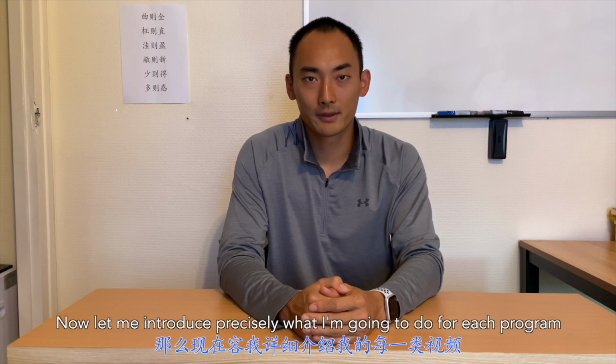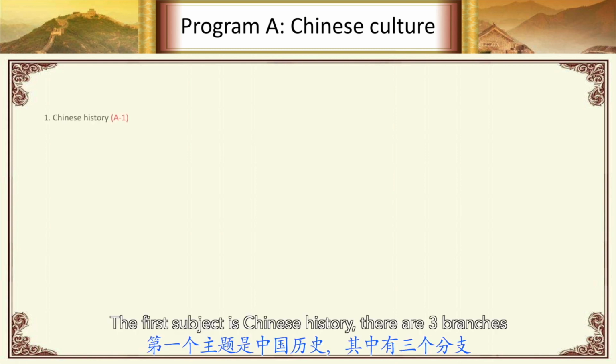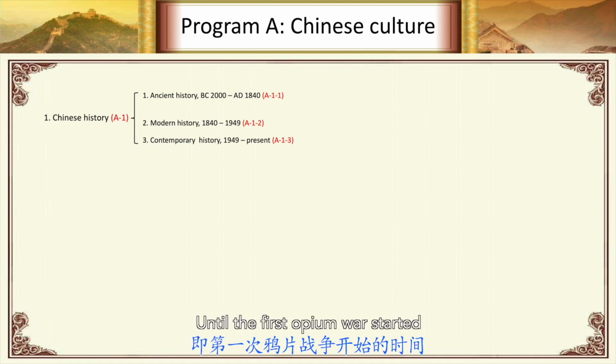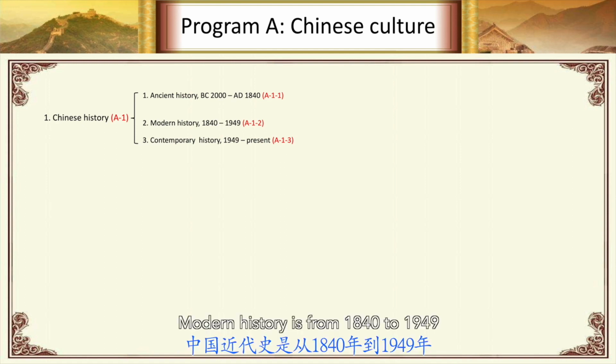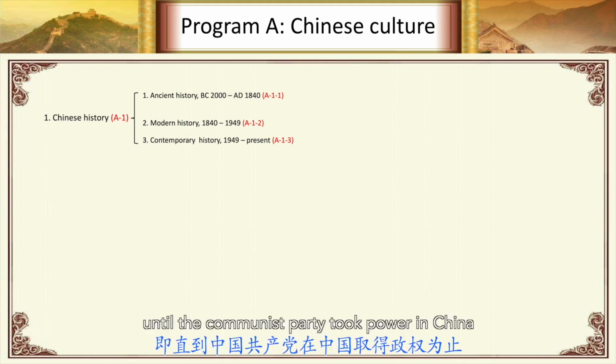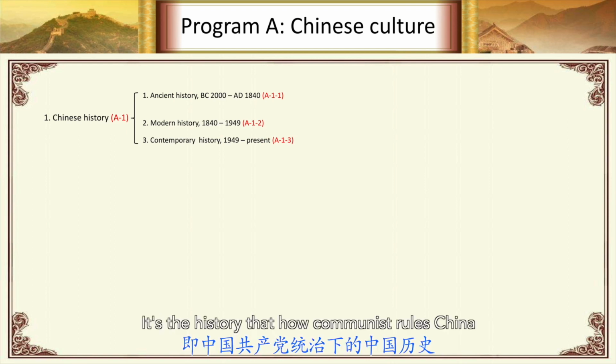Now let me introduce precisely what I'm going to do for each program. The first program, Chinese culture, is a vital part of my YouTube channel. The first subject is Chinese history. There are 3 branches. Ancient history is from BC 2000 to AD 1840, until the First Opium War started. Modern history is from 1840 to 1949, until the Communist Party took power in China. Contemporary history is from 1949 to present. It's a history of how communists rule China.